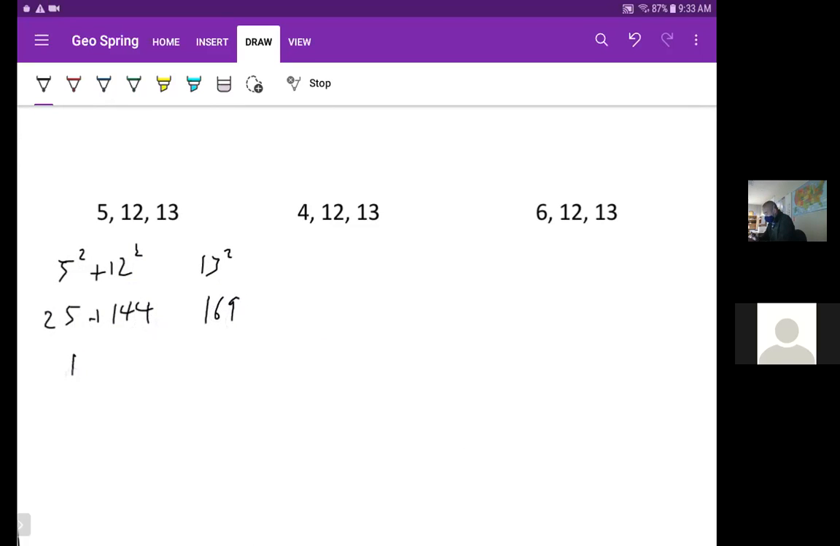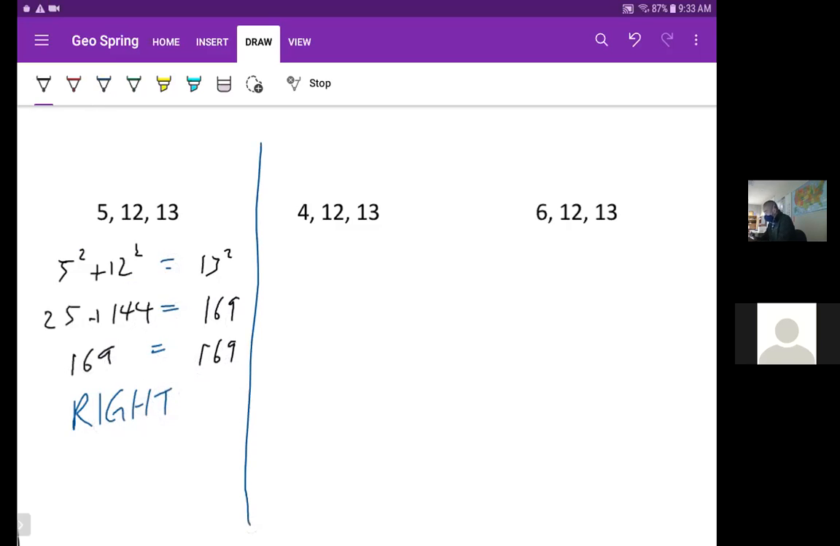So this is 169, 169. So in this one, it's equal. Equals, equals. So this is a right triangle. On this next one, you have 4 squared plus 12 squared and 13 squared. So it's going to be 16, 144, and 169. That's going to be 160 and 169. So for this one, this 160 is smaller.